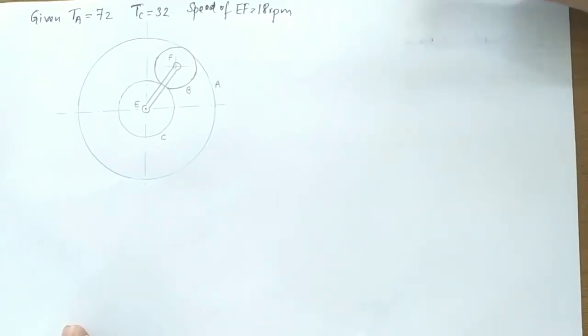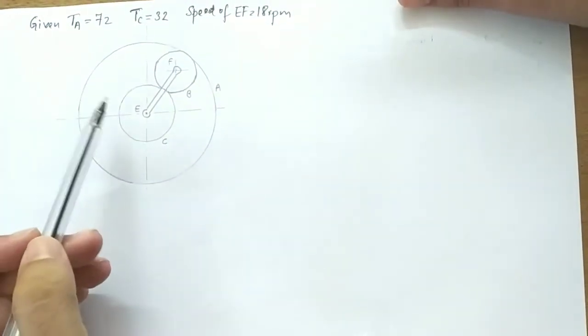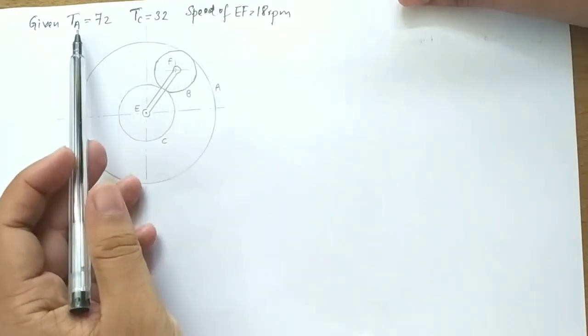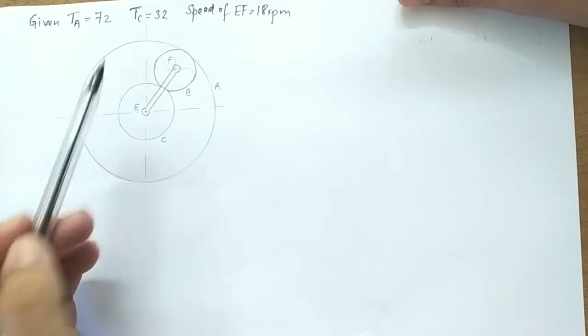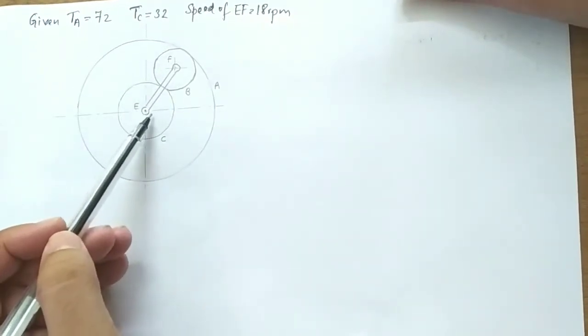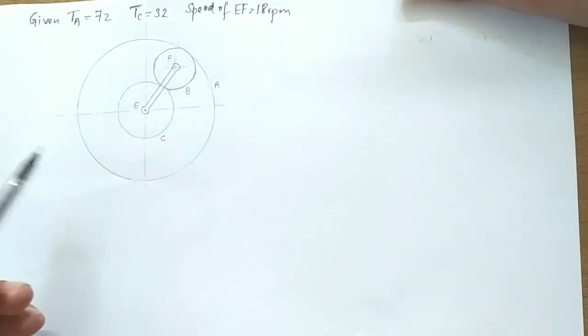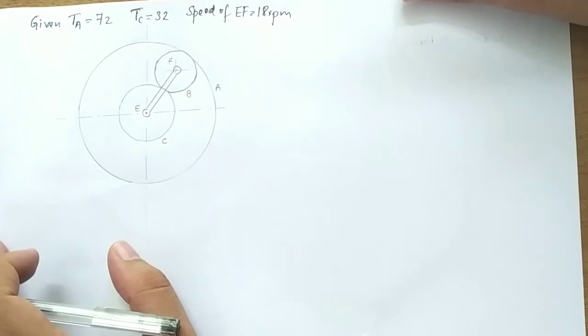So this is the type of problem which is given, an epicyclic gear train, and here the number of teeth on A, TA, is 72, the number of teeth on C, TC, is 32, and the speed of this arm EF is also given as 18 RPM. So this is the way the question has been given.